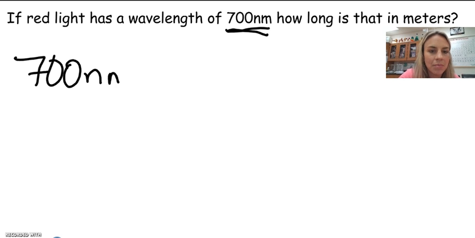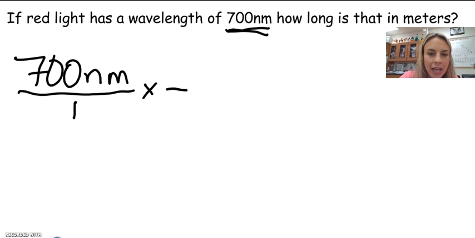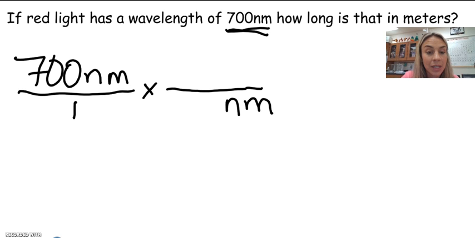700 nanometers. And remember, we decided we're always going to put it over 1. I'm going to multiply it by a ratio that's equal to itself. So I'm not changing the value of the 700, I'm just changing the unit. I know that I want to put nanometers on the bottom because I want those to cancel out. And I want to convert nanometers to meters. Now we have to figure out what does nanometer mean in terms of how many meters there are.